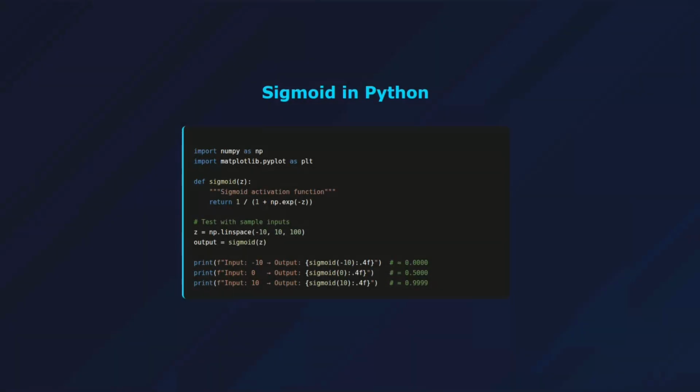Let's see sigmoid in action with some Python code. Here's a simple implementation using NumPy. We define the sigmoid function, create some sample inputs from -10 to +10, and compute the outputs. Notice how negative infinity maps to 0, positive infinity maps to 1, and 0 maps to 0.5. When we plot this, we see our classic S-curve. This is what's happening inside your neural network when you use sigmoid activation.